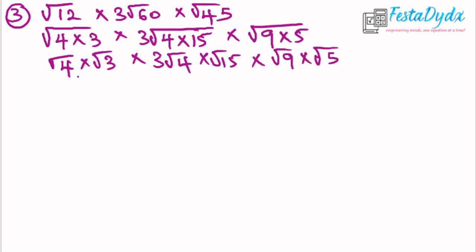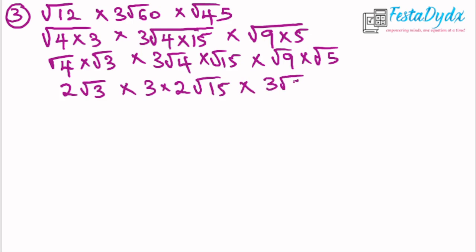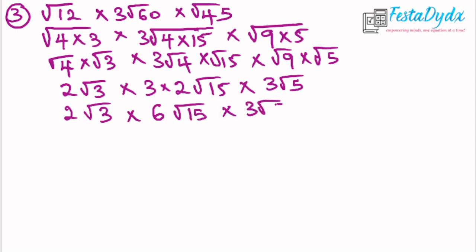So we have root 4 times root 3 times 3 root 4 times root 15 times root 9 times root 5. So what's the square root of 4? The square root of 4 gives us 2. So 2 root 3 times 3 times root 4 gives us 2. Then we'll have our root 15 times the square root of 9 gives us 3. We'll have our root 5. So 2 root 3 times 3 times 2 gives us 6 root 15 times 3 root 5.